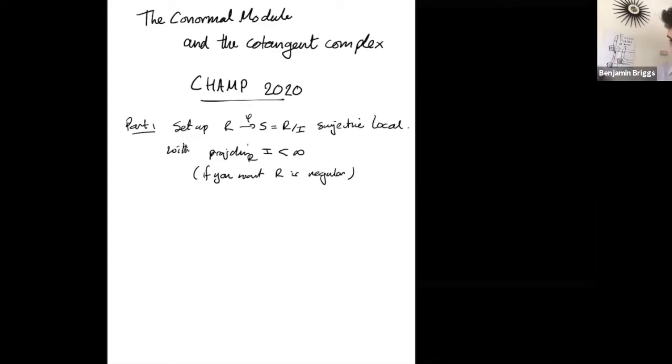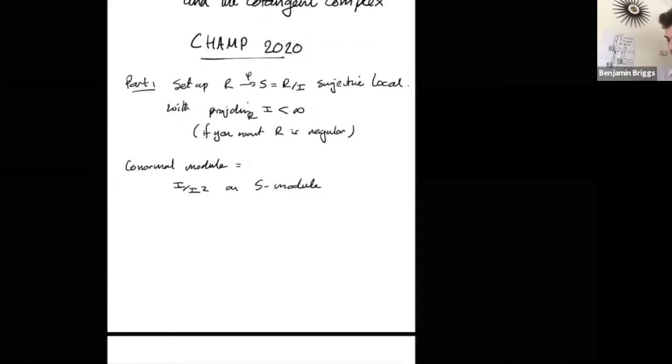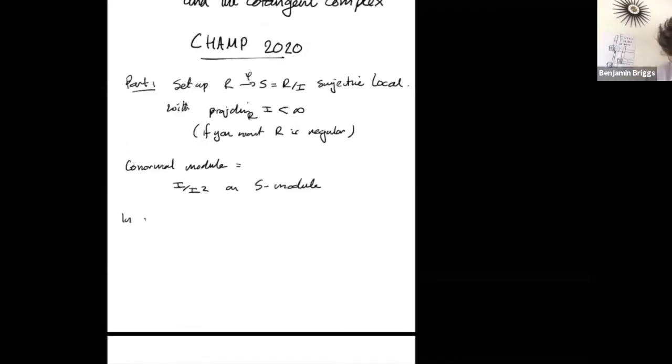Okay, so in this setting, we have the conormal module, that's I mod I squared. It is an S module, even though I is an ideal in R, so I is definitely not an S module, but if you think about it, if you multiply this by I, you get 0, so it's a well-defined S module. The name comes from geometry.